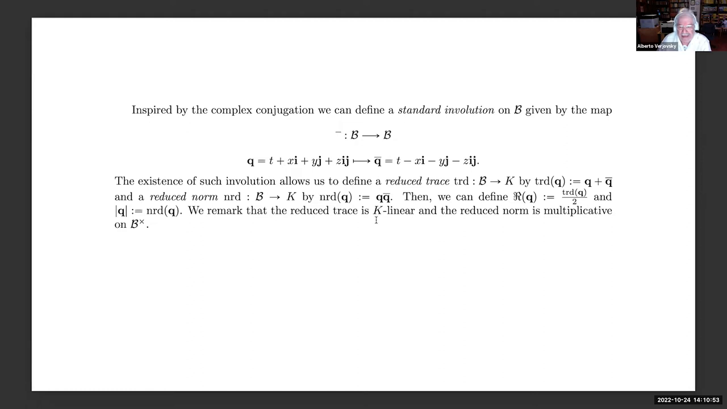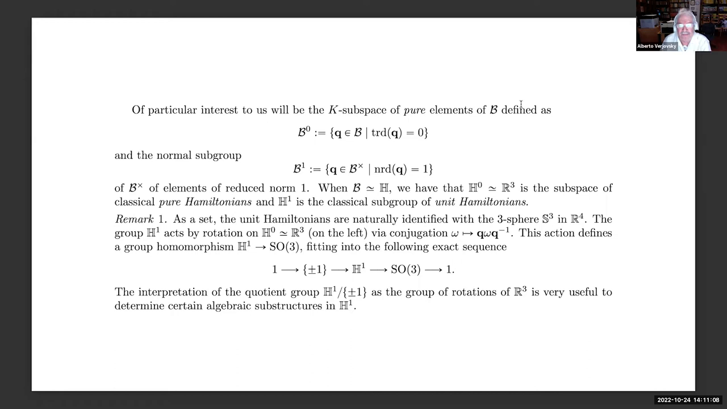And the trace, as you can see here, is a linear map with respect to the field K. It's a K-linear map. And the reduced norm is multiplicative, obviously. And it's very important, as I told you, that the pure elements of the quaternion algebra B are defined as all those whose trace is zero. So it's a hyperplane, a three-dimensional subspace in this space. And you also have the elements in the quaternion algebra of reduced norm equal to one.